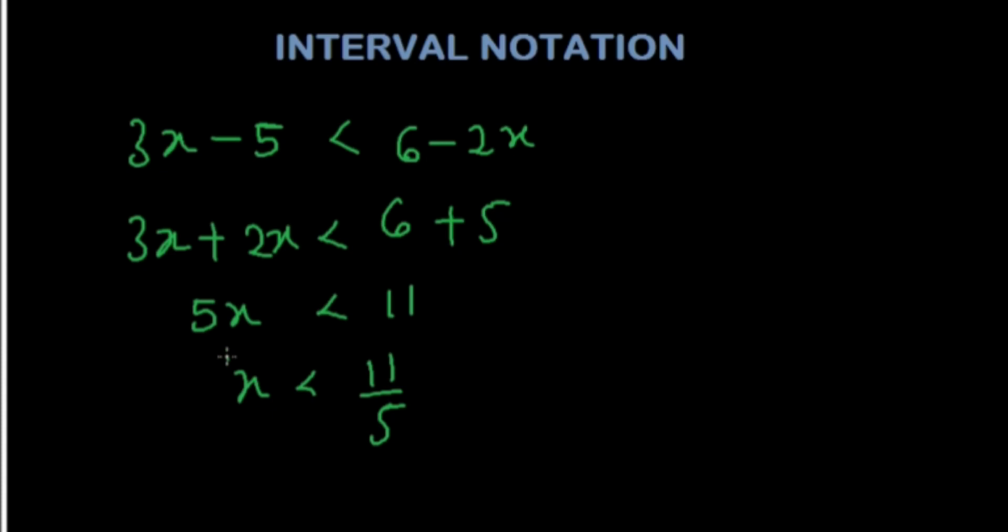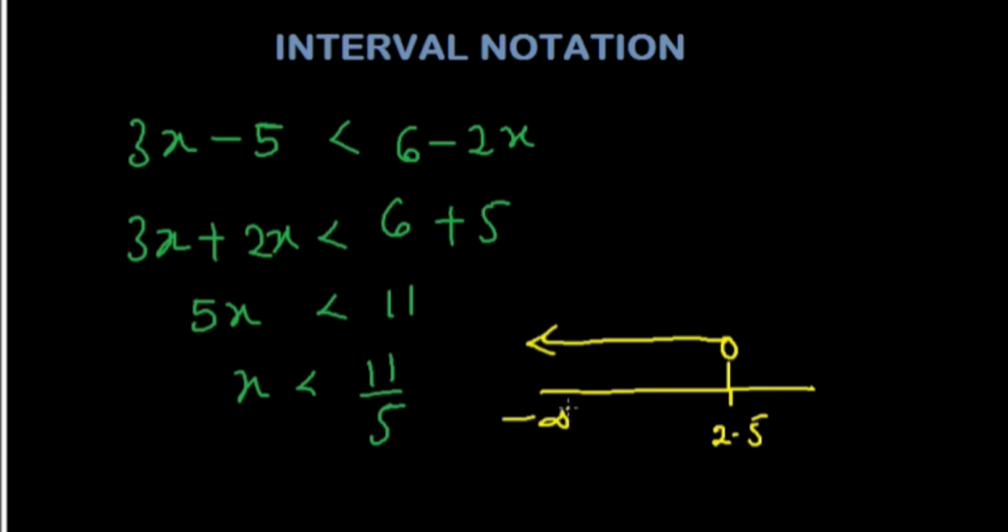So how do you write this in interval form? Remember this stuff in secondary school? I would have written this like this. 11 over 5 is 2.5. Remember, in secondary school, it's drawn like this, 2.5, because it's less than, it's going towards negative infinity, so it does not end.